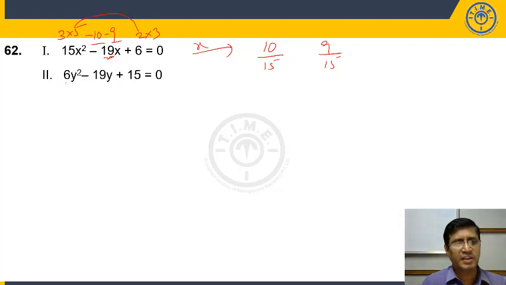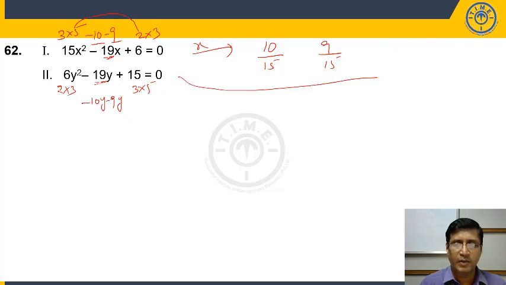Now the second quadratic equation here: 2 into 3, that is 6. 3 into 5, it is 15. So what is the possibility to get the middle value? Again the same thing, minus 10y and minus 9y. So what is the result? The roots are, minus will become plus, 10 by 6, 9 by 6. Now solving this, what is the answer for this?